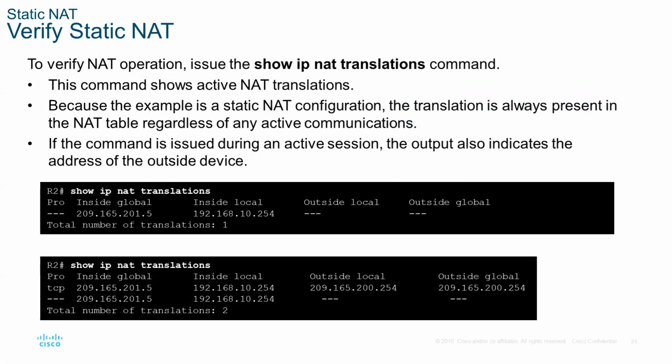So normally the show IP NAT translation command is the one we use. This tells us what translations are occurring. So it'll tell us what the protocol is that's being translated, what the inside global address is, and the inside local address. So you can see what addresses are being translated.